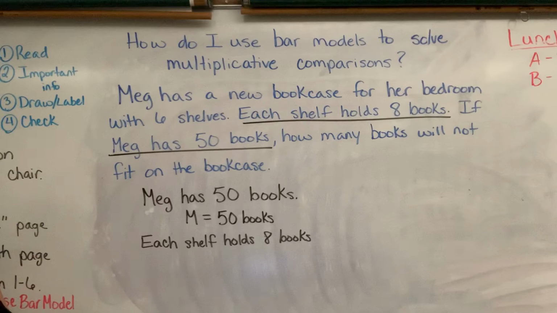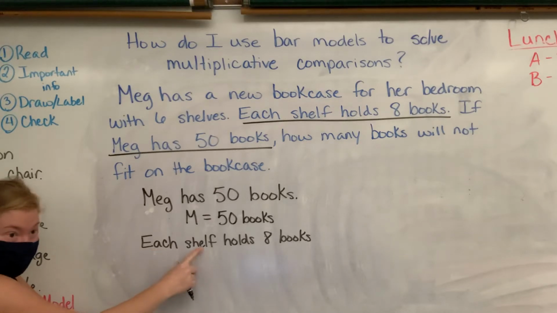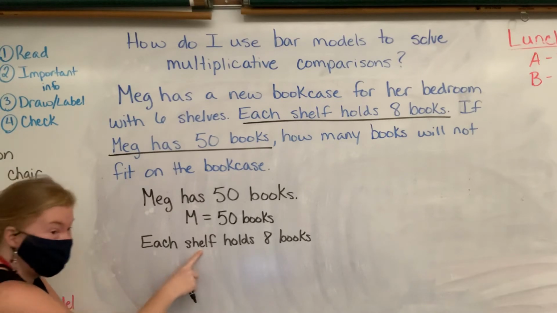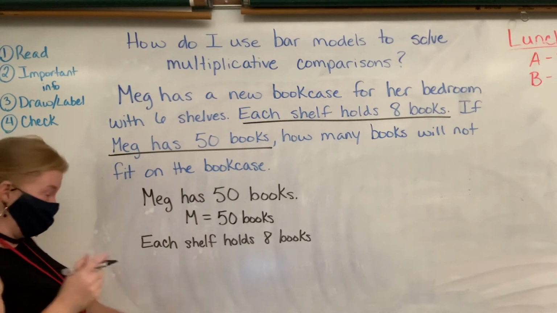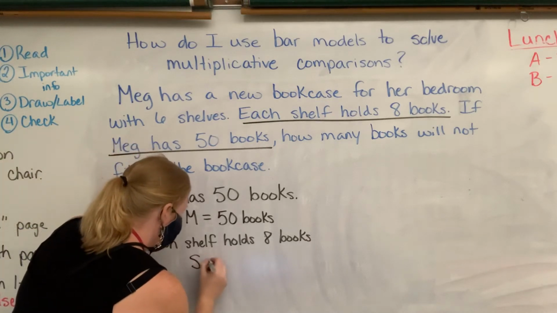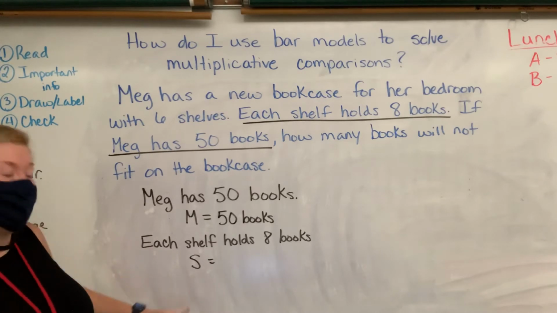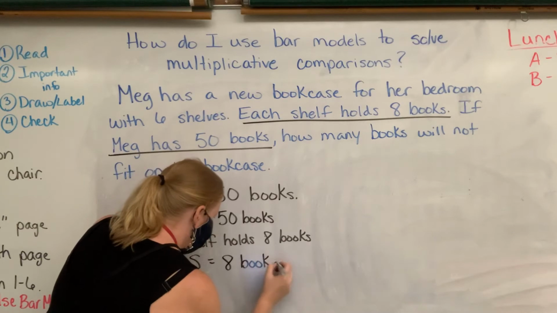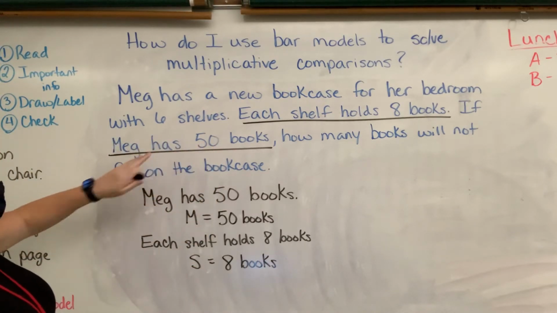What do you think, sir? E. Well, we can't say E because E is representing each shelf. So we're talking about shelves here. S. You want to use an S? S equals 8 books, so each shelf equals 8 books. Okay? So we have each shelf holds 8 books. We know that Meg has 50 books.